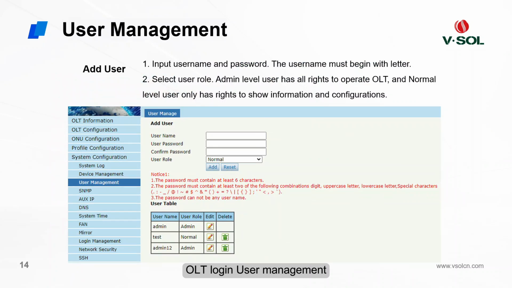OLT login user management. If some technicians need to maintain the OLT, you can create different login users for them. The username must begin with a letter, must contain at least 6 characters, and at least 2 types of characters. There are 2 kinds of roles, admin and normal. Admin level users have all rights to operate the OLT, and normal level users only have rights to show information and configurations.